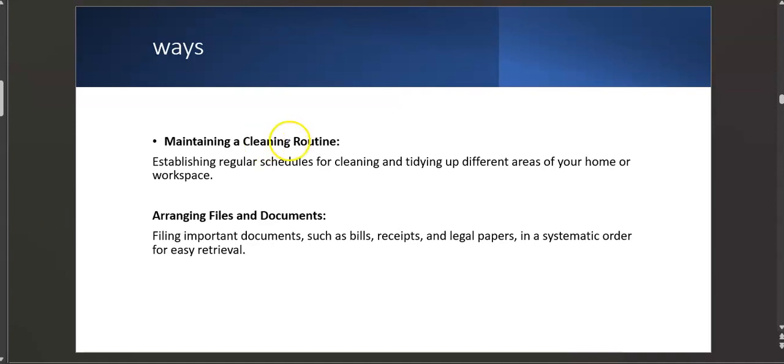Now, another way is maintaining a cleaning routine. So establish regular schedules for cleaning and tidying up different areas of your home or workspace. Now class, you don't need to be told by your parent, hey, go sweep outside, or go sweep that compound. No. As a good student, as a student who wants to maintain order and be neat, you have to establish a cleaning routine. If you see the compound dirty, take a broom. If you see the compound untidy, take a broom and start sweeping, right?